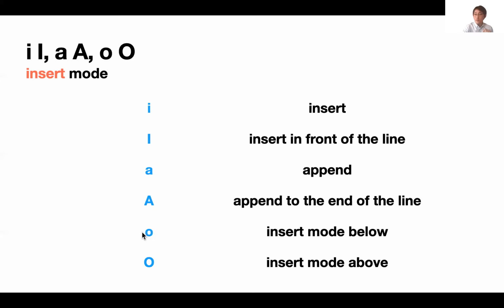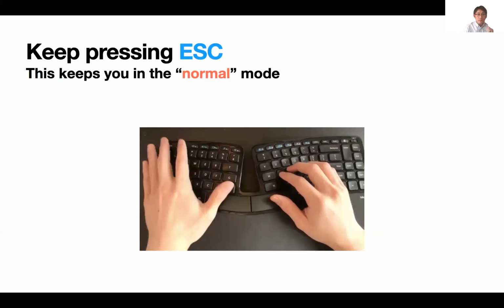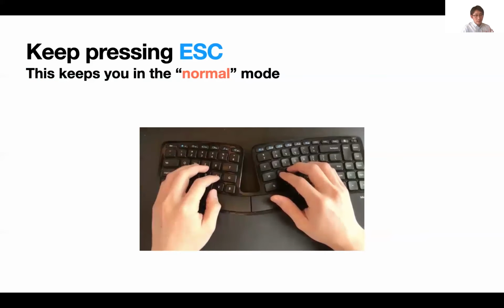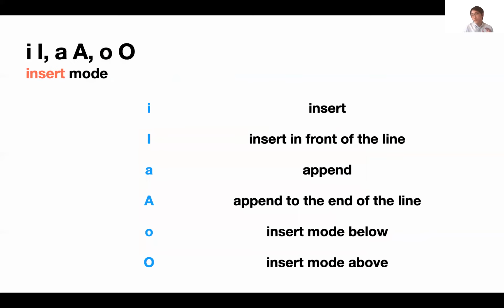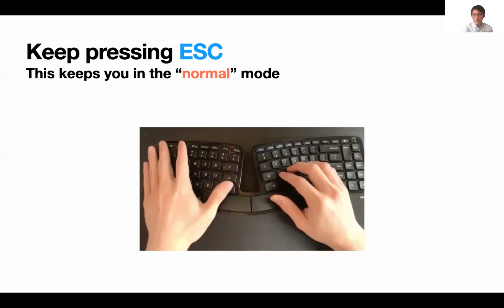And you can also start inserting from the line below by pressing O. You can also start inserting from the line above by pressing capital O. So it's just I, A, and O, small and capitals. Okay, so whenever you go into the insert mode, I told you to come back out whenever you finish writing. So writing, come back out, writing, come back out by pressing ESC.